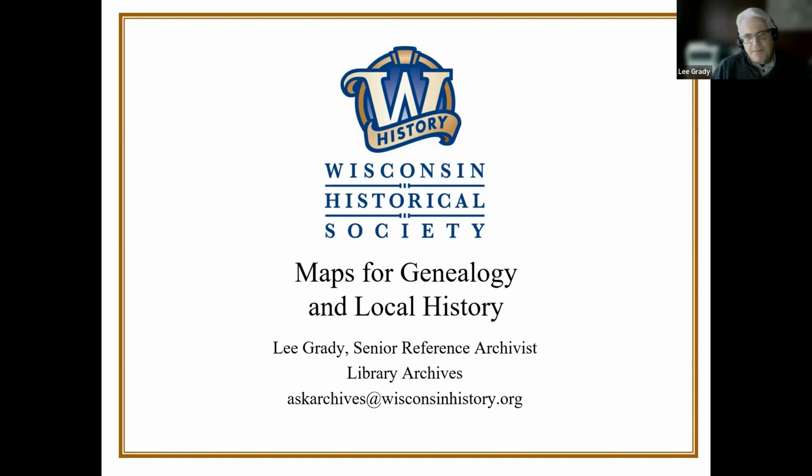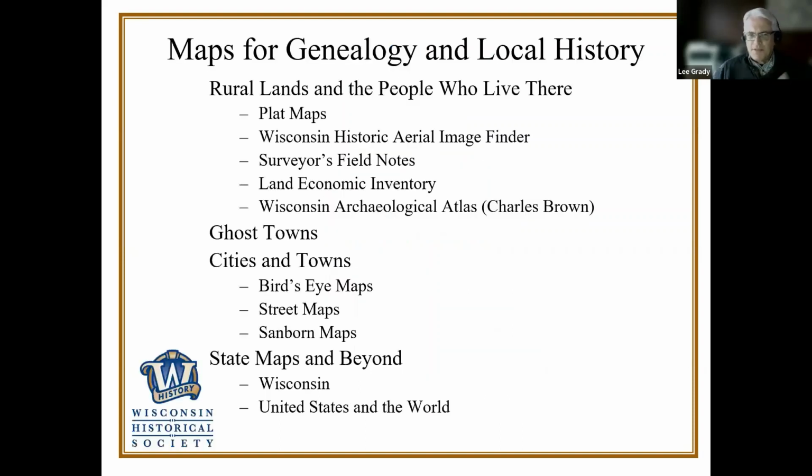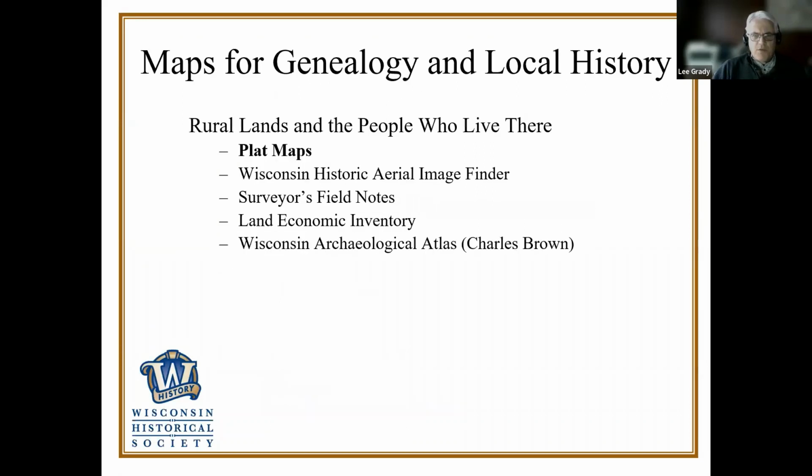So today's subject, maps for genealogy and local history. I'm going to talk probably the longest about rural land and the people who live there, and using maps and related sources to figure out where they lived and what that place was like, and some details about that. A little quick intermission mentioning ghost towns, towns that have disappeared over time, and you're trying to track them down. And then finally move on to cities and towns. So using maps to not only track, but find out more about the neighborhoods your ancestors lived in, if they lived in a municipality like a city or a village.